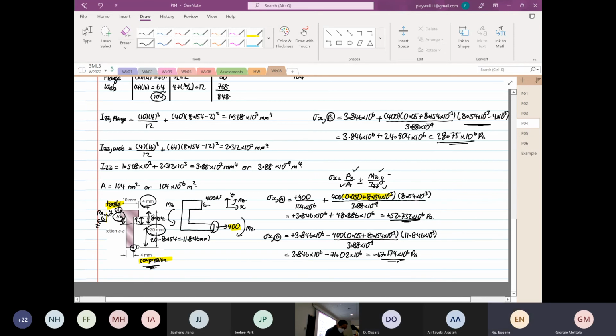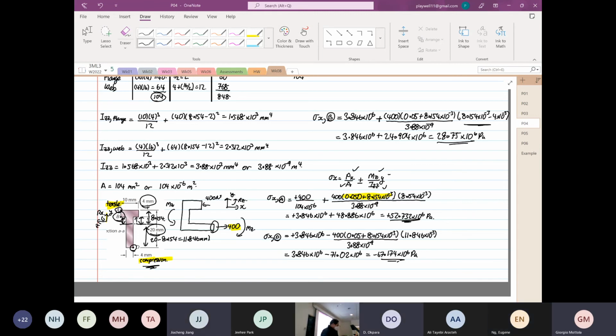It's just a distance change. Let me do it again, okay? 8.154 times 10 to the power minus 3 minus 4 times 10 to the power minus 3, okay? Times 400 times (0.05 plus 8.154 times 10 to the power minus 3), close bracket, divide by 3.88 times 10 to the power minus 9. That gives 24.904. So 24.904 plus 3.846 is equal to 28.75. Okay?